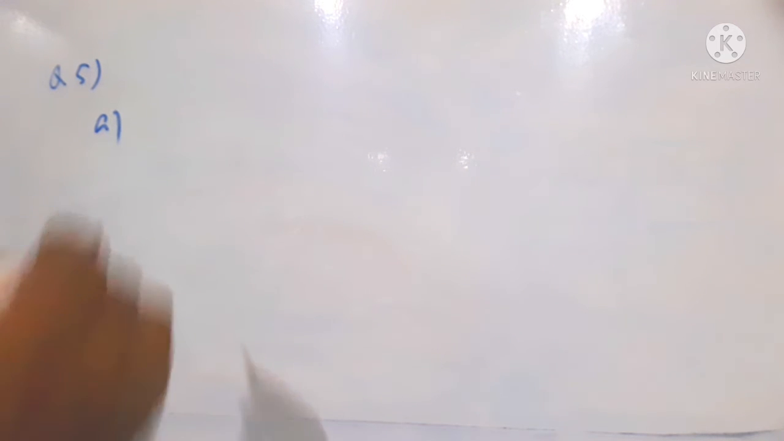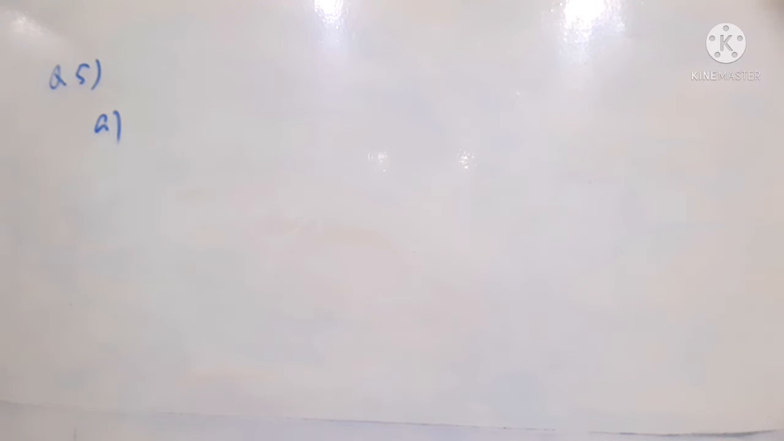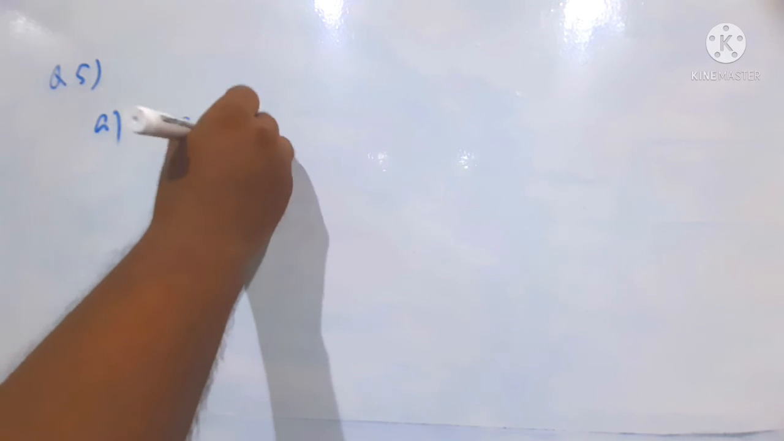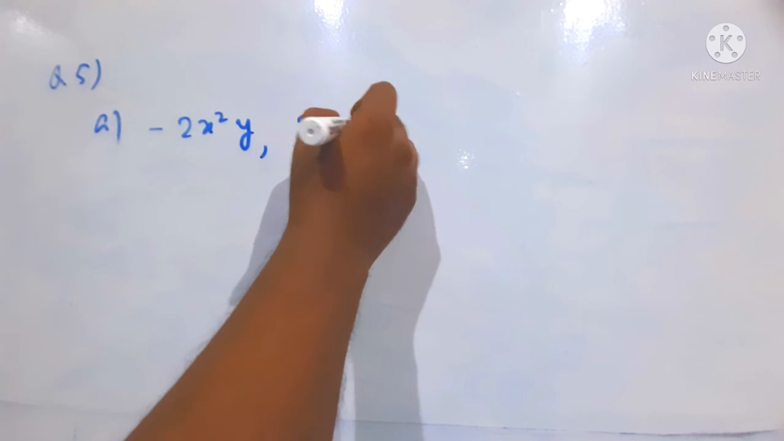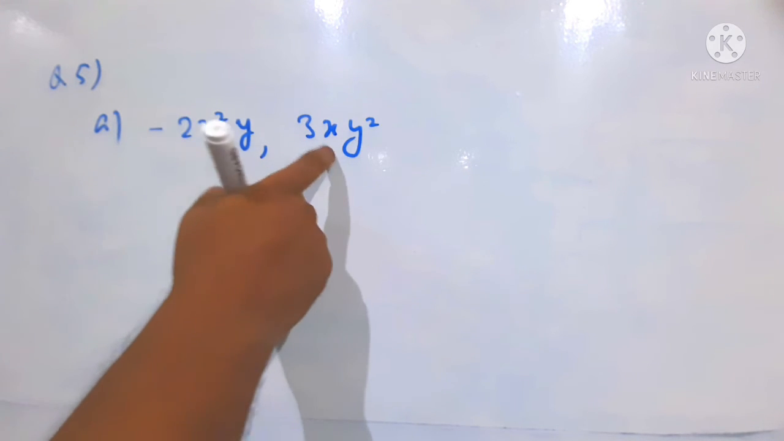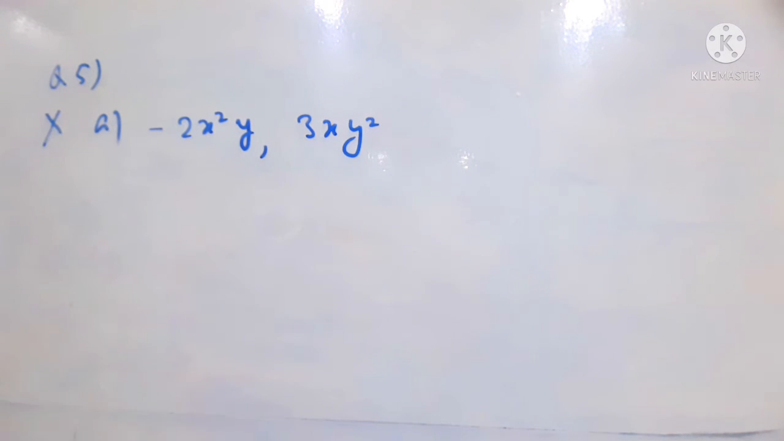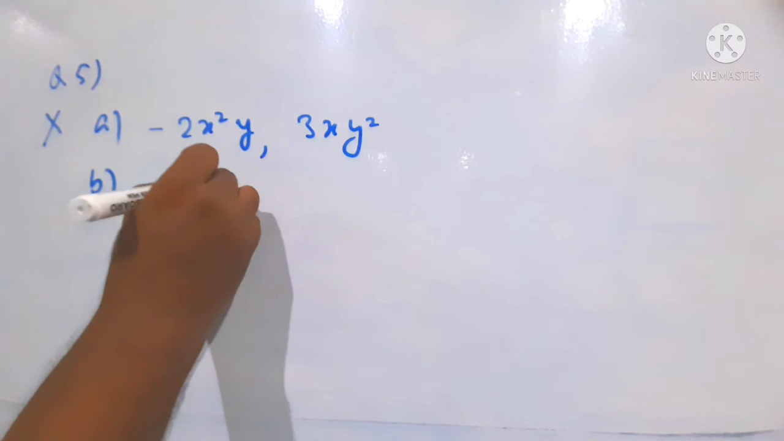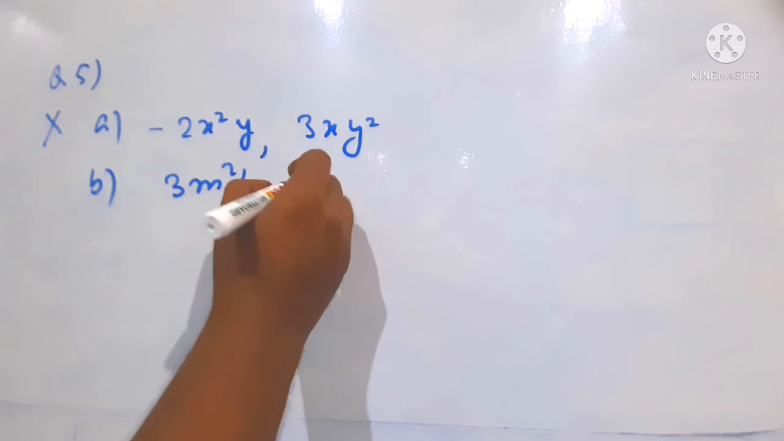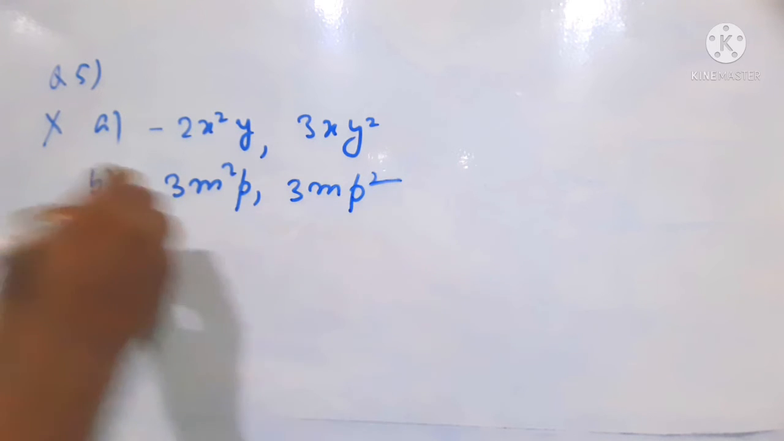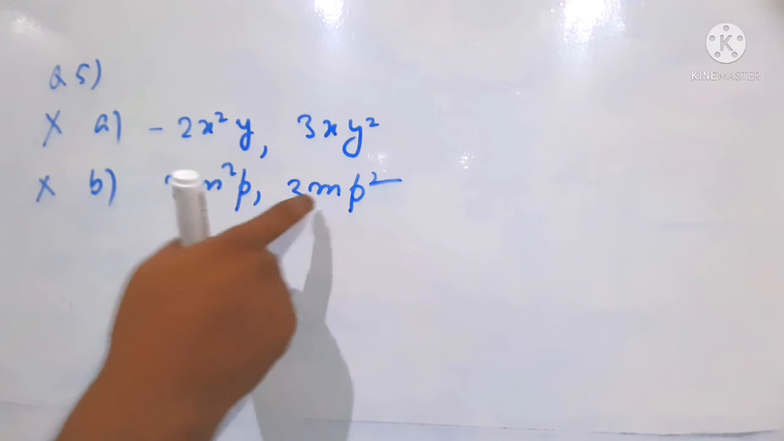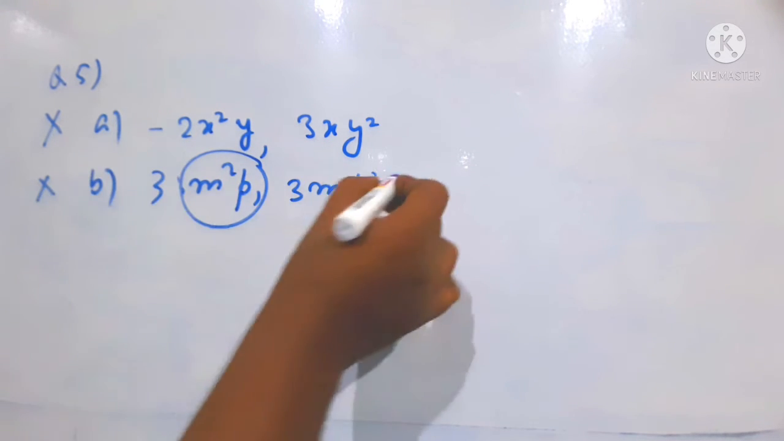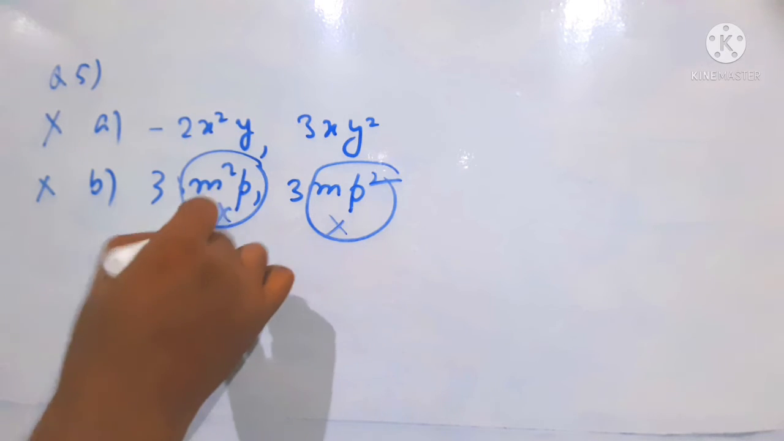In option A, it's given minus 2x square y and 3x y square. Check here: x square and only x. So this is not like terms. Now check B. It's given 3m square p, comma, 3m p square. So this is also incorrect. Why? m square p and m p square, they are not the same. These two parts are not the same or not similar.